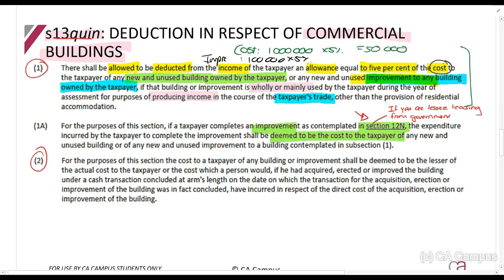2. For the purpose of this section, the cost to the taxpayer shall be deemed to be the lesser of the actual cost to the taxpayer or the cost the person would if he had acquired, erected or improved the building under a cash transaction concluded at arm's length. So again, guys, lower of cost or market value.